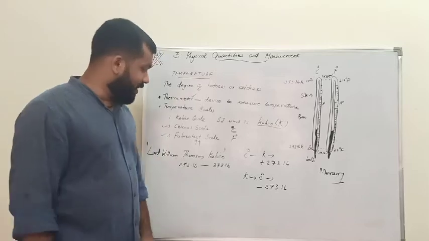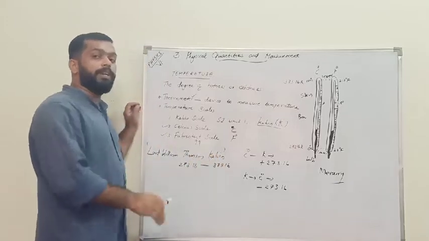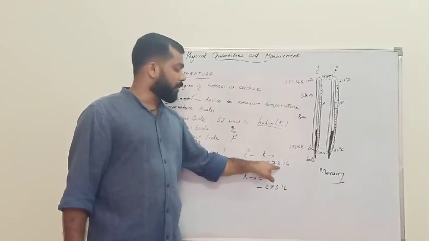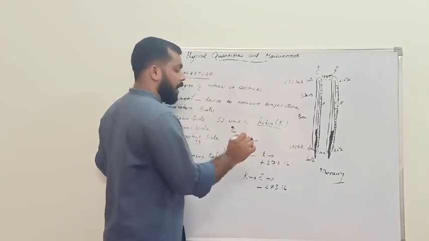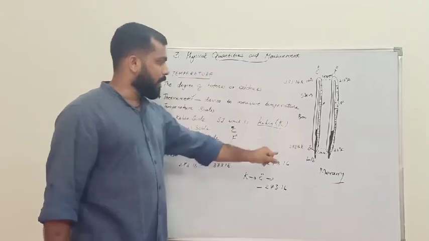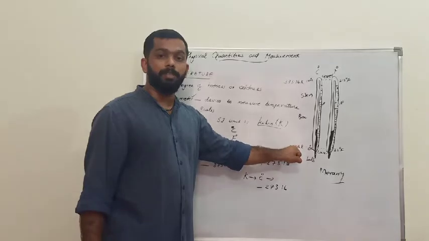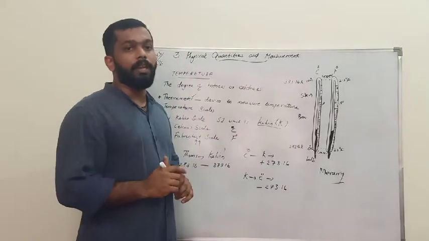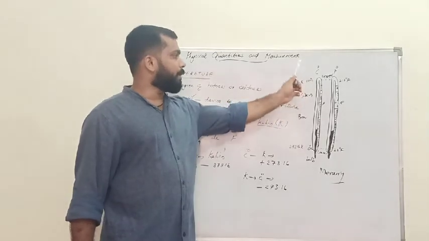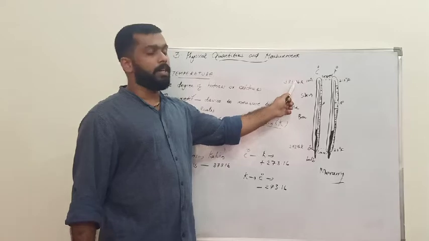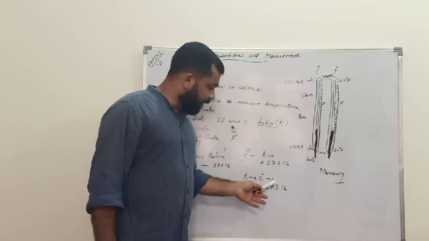How do you convert degree Celsius into Kelvin? If you want to convert degree Celsius into Kelvin, you have to add 273.16. For example, 0 degree Celsius into Kelvin: 0 plus 273.16, the answer is 273.16 Kelvin. If you want to convert 100 degree Celsius into Kelvin, 100 plus 273.16 will give 373.16 Kelvin.